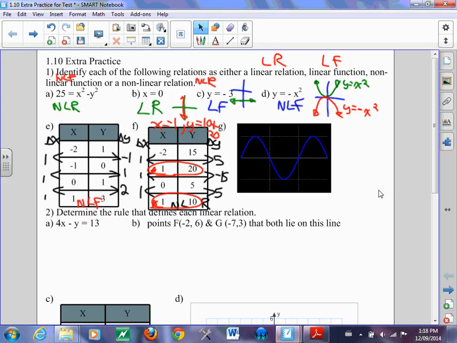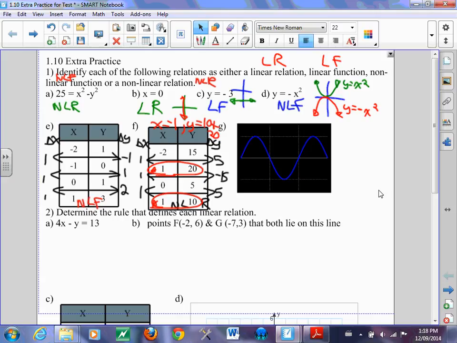This is a nonlinear function. It's nonlinear because it does not pass the vertical line test. It's a function because each x has its own y. If I think I said something incorrectly there, just back up what I just said, and hopefully that's okay. All right, ladies and gentlemen, G, it's a really cool curve.